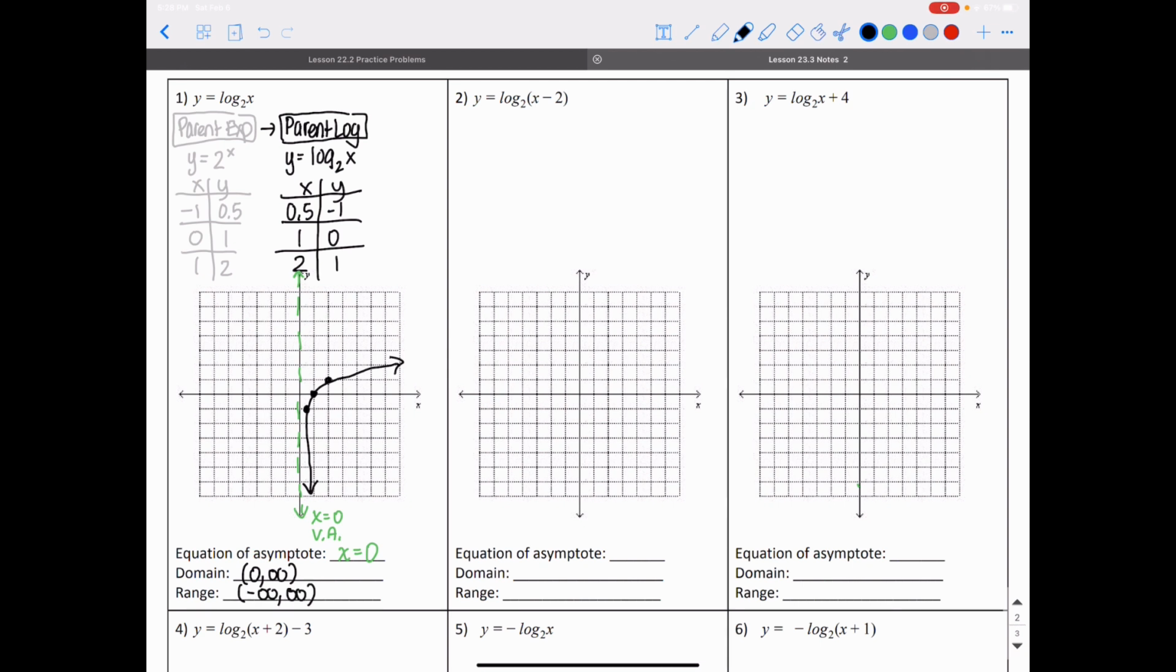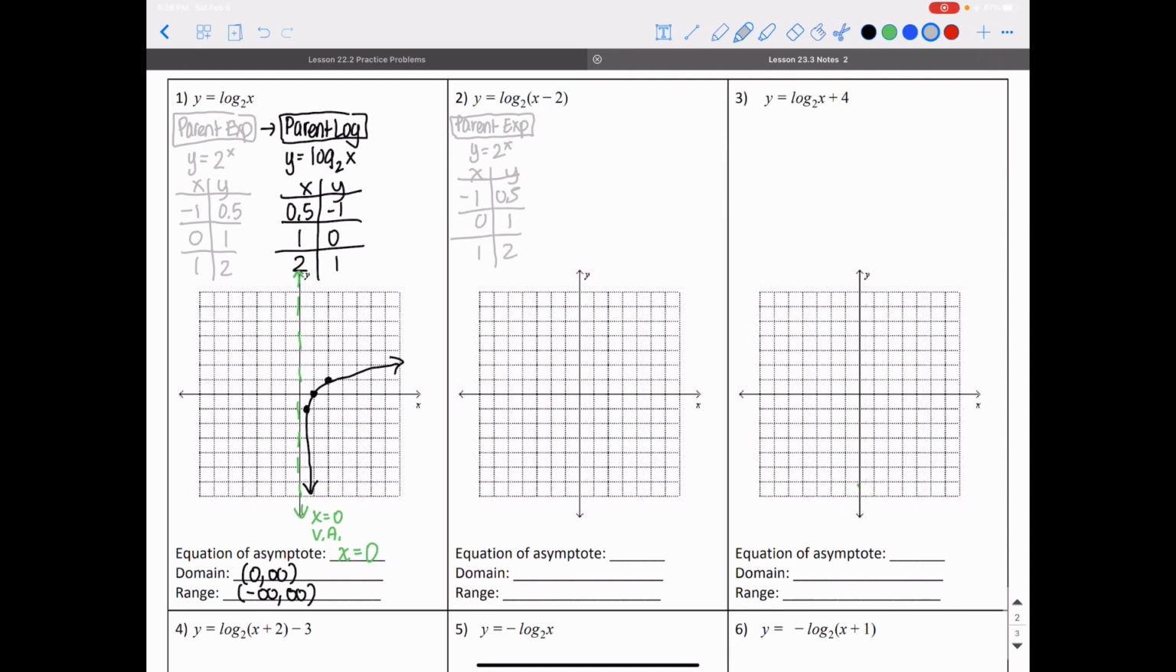For the second example, I have y is equal to log base 2 of x minus 2. I'm going to start with the parent exponential, which is the inverse of whatever my parent log is. And it's going to be, for this example, also base 2. So it will also be y is equal to 2 to the x power. You should do this for everyone, even though you're probably going to see base 2 a lot. I would always start with your parent exponential function, which is -1, 0.5, 0, 1, 1, 2.